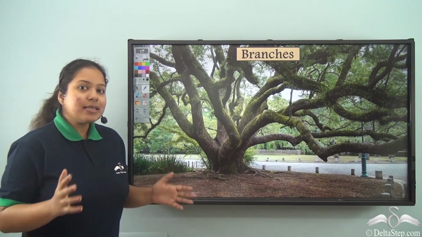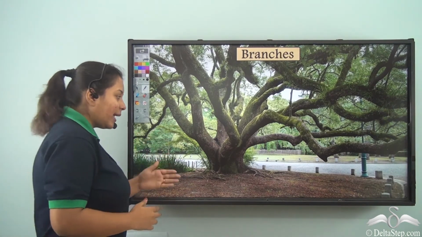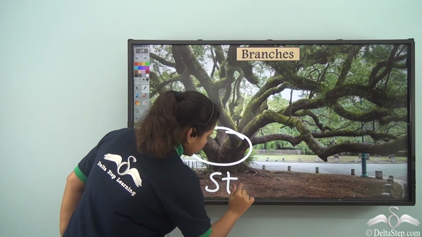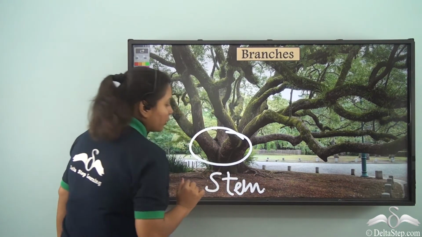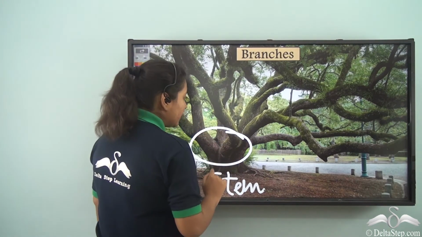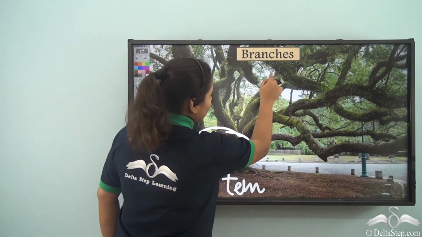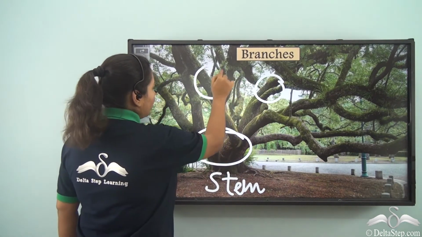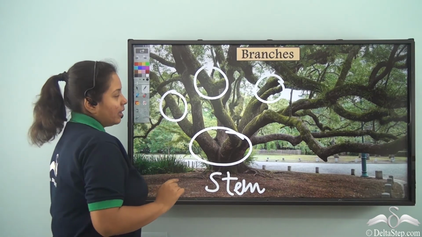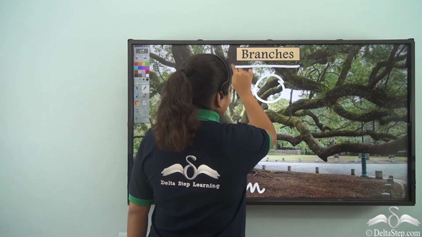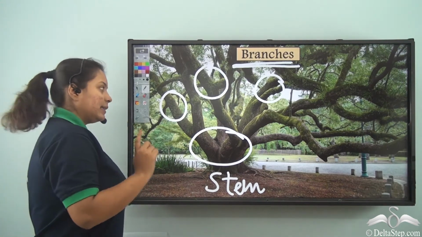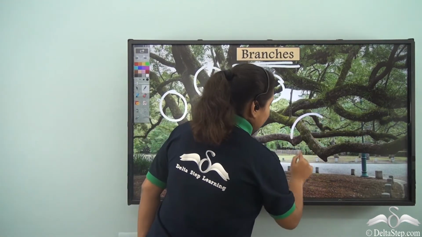Well, just like we have seen, the stem over here is very, very important, right? It supports the plant. But if you look at it closely, from the stem you can see some parts which look like our hands. What are these? Well, these are the branches. These are called branches.